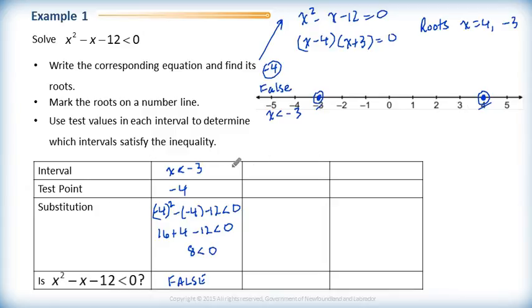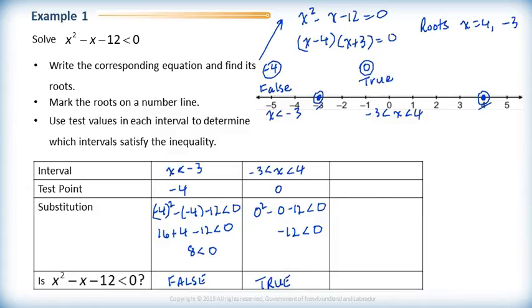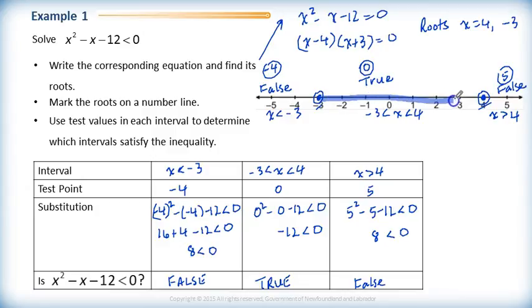Now, from negative 3 to 4, that interval, I'll use 0. Nice and easy. That gives me the statement negative 12 is less than 0. That's obviously true. So I'll mark that up there on the number line as well. The last interval I want to look at is x greater than 4, so I'll choose a test value of 5 and see what happens. I get 8 less than 0. That's obviously false. I'll mark that up there. And I shade the only interval that is true. That would be this one right here.